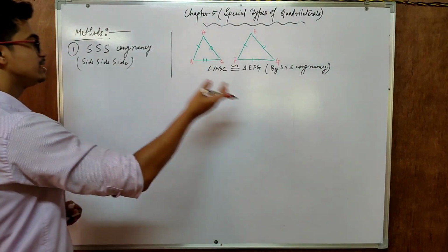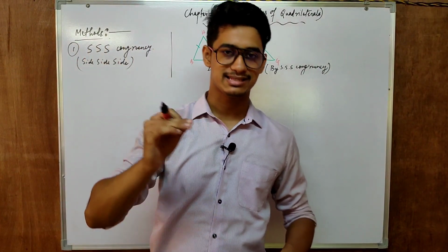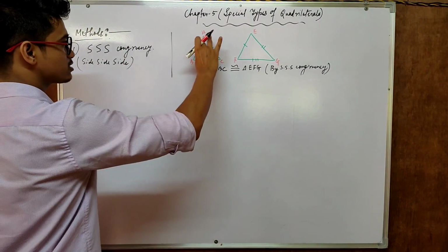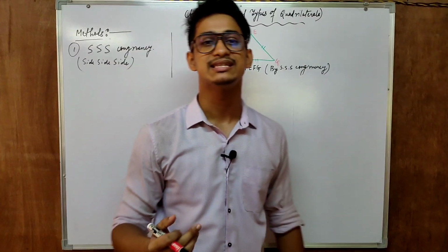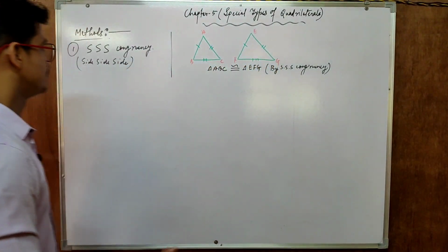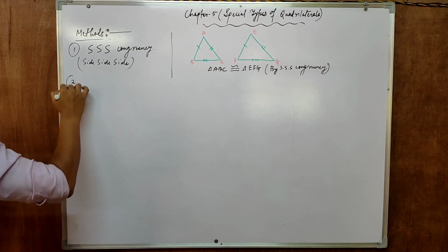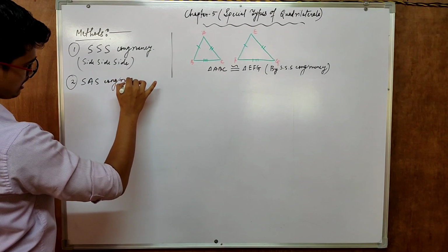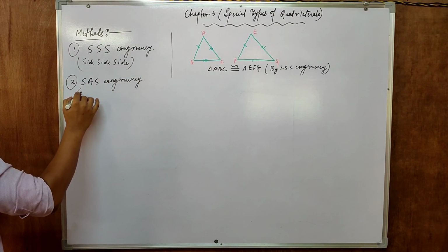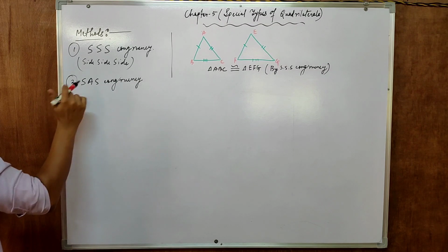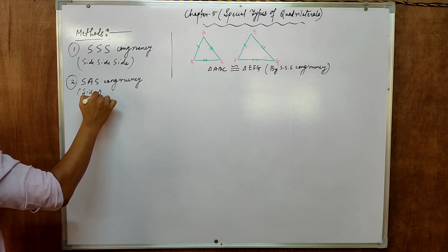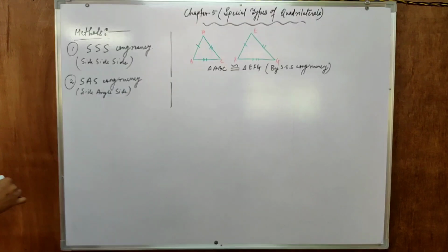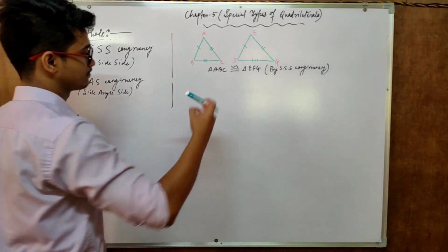How can we say that? By using this particular method, SSS congruency. SSS congruency means that if the corresponding sides of the triangles are equal, then we can say that these two triangles are congruent, or the same. Now the second one is SAS congruency. You can guess, that is side angle side congruency, right?